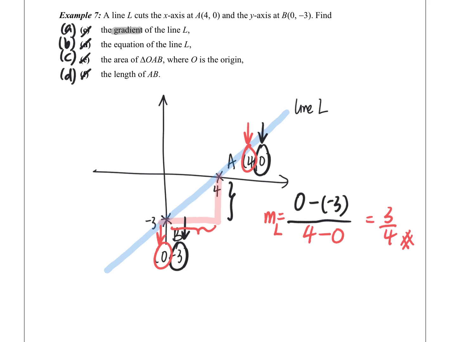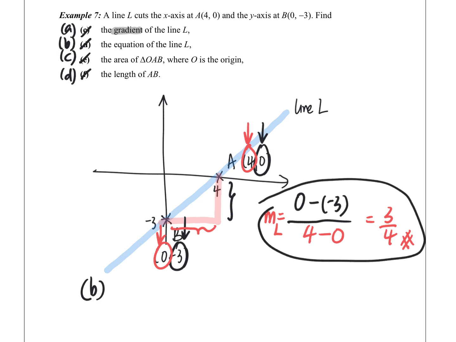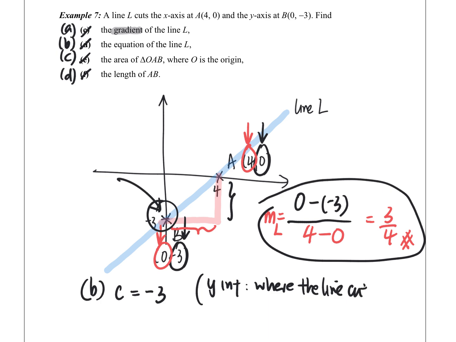Next, I want to find the equation of the line. I got the gradient already. I just need a y-intercept. Do you need to even use the formula to find it? No. What is the y-intercept of this line? So the y-intercept is just -3. In case you have forgotten, the y-intercept is where the line cuts the y-axis.